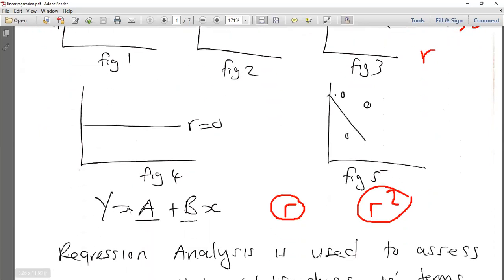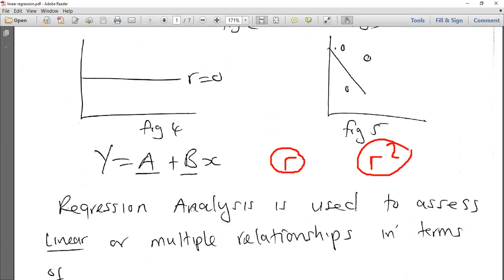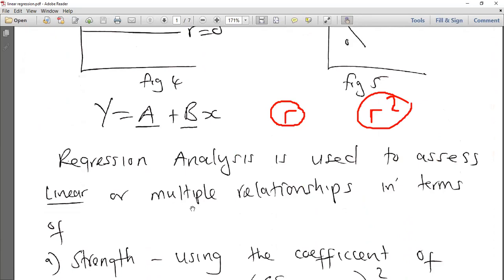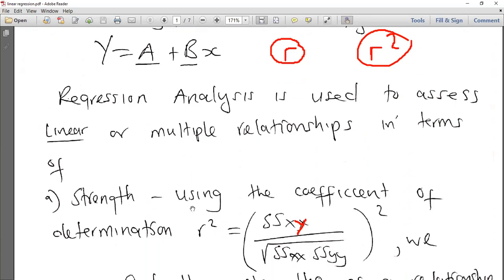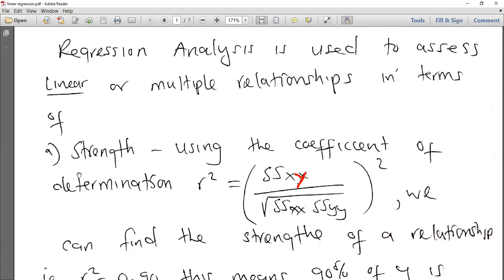So collectively, y is equal to a plus bx. So this is the regression equation, which I said sometimes our a is equal to our b0 and our b is equal to our b1. So regression analysis is used for 3 things. Number 1, assessing strength. The strength is determined by what is called the coefficient of determination, which is r squared. It is given by SSXY squared over SSXX times SSYY.